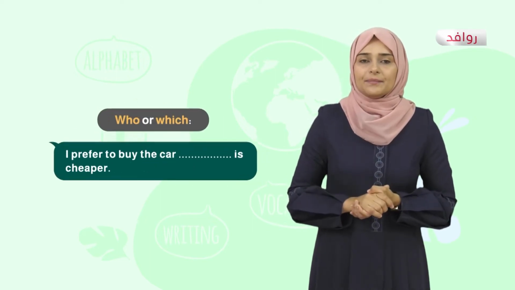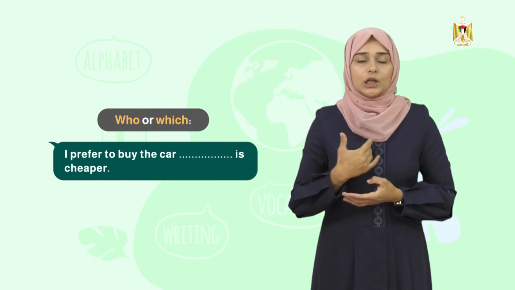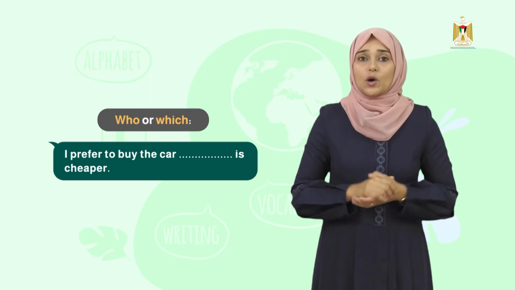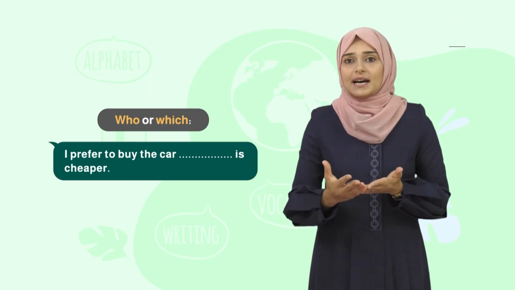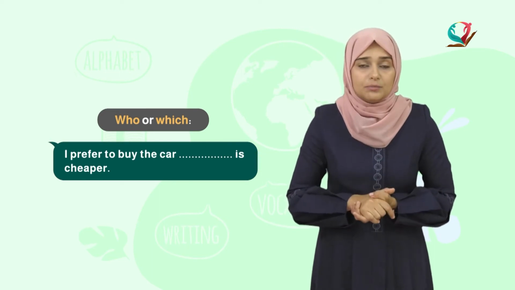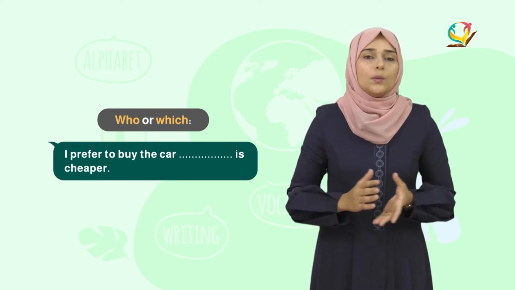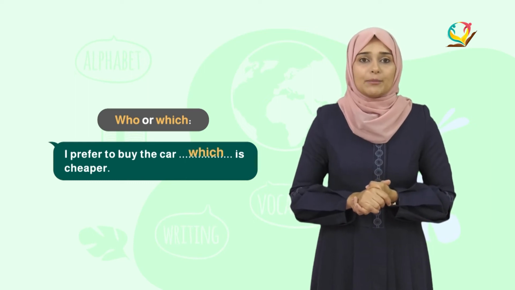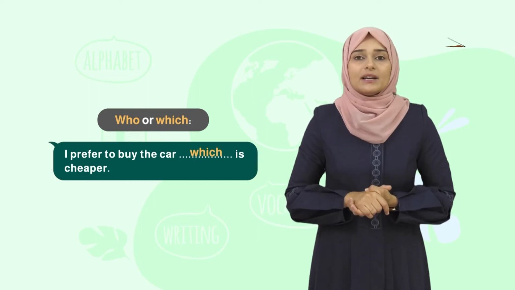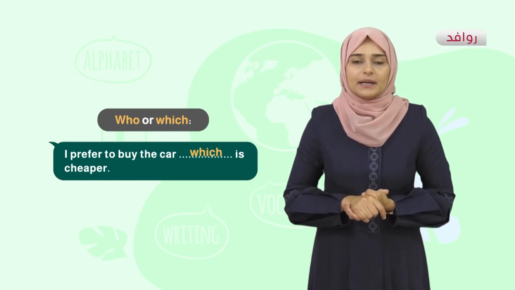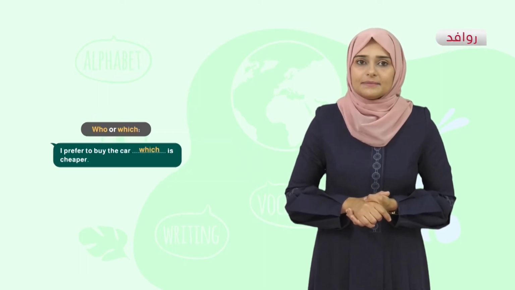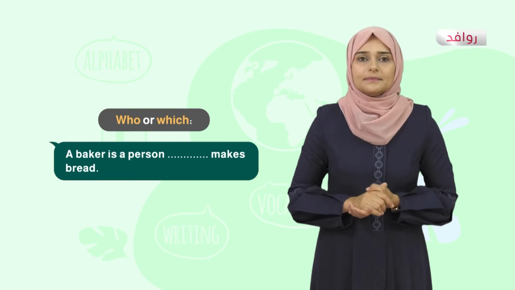Number 3. I prefer to buy the car which is cheaper. Here the car is an object, and for objects we use which. I prefer to buy the car which is cheaper.